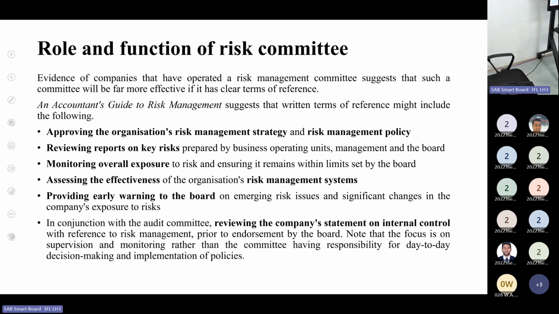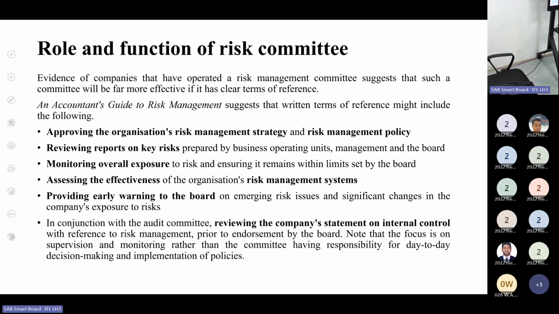Then monitoring the overall exposure to risk and ensuring it remains within the limit, right? When it comes to risk, they have to measure the exposure to that risk. The one above looked at what the risks are. Then you have to measure and see what the impact of that risk is, whether that impact is something we can accept or something beyond what we can handle. So you need to do an assessment of the risk. Those parts are there under risk management, on how you are going to assess it.